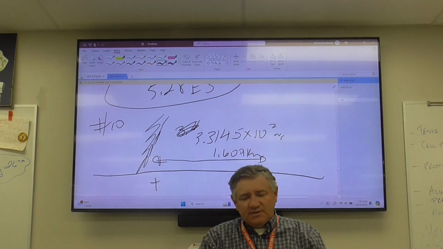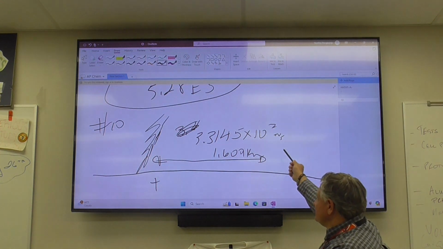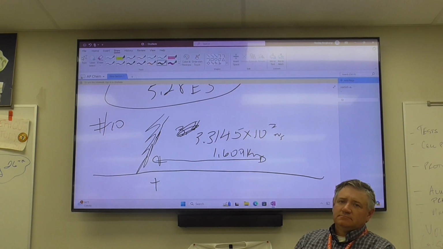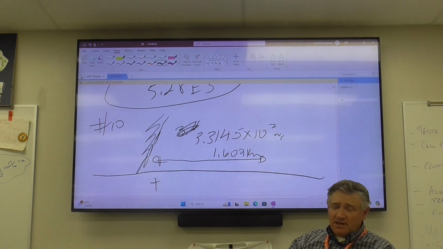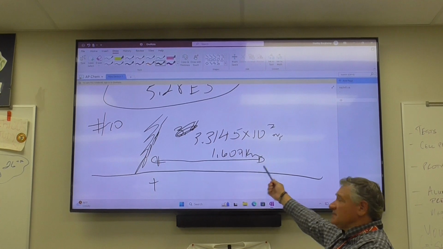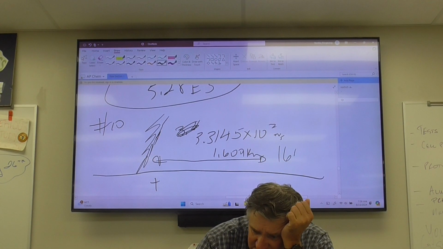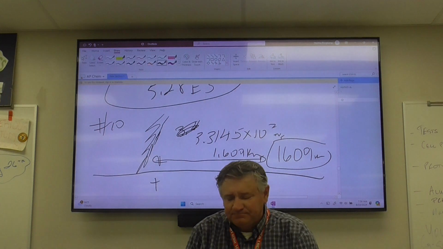So let's just start with this idea. You have meters per second and you have kilometers. What are you going to have to do? Change the kilometers to meters, or change the speed into kilometers per second. Let's just go with the idea that you're going to change that into meters, multiply by 1,000, you get 1,609 meters.